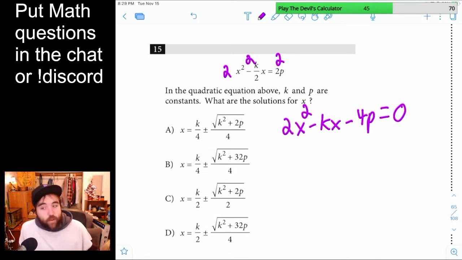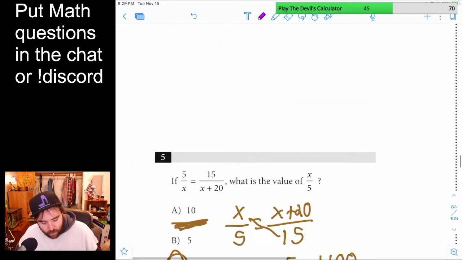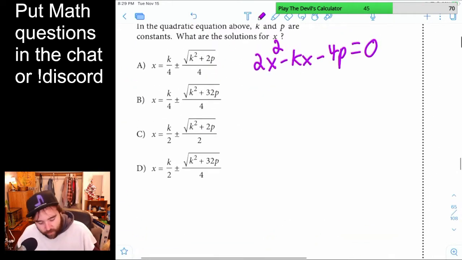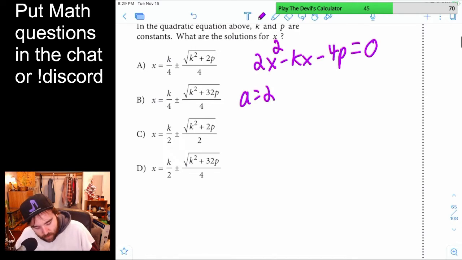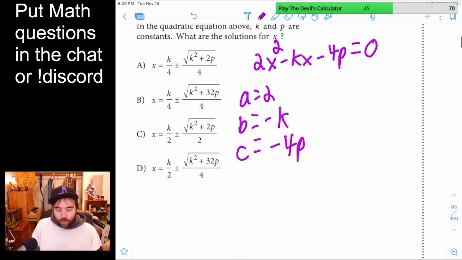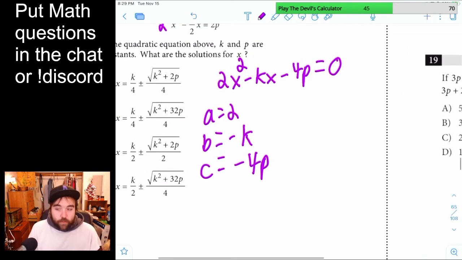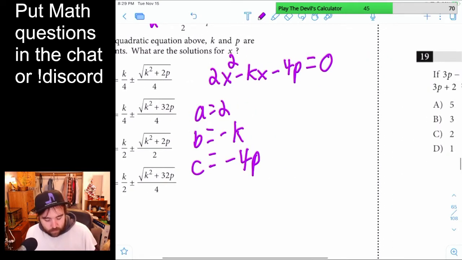And since that's squared, this is a quadratic, right? It's got more variables, but it's a quadratic for x, because that's the one that's squared. So the other ones we're just going to treat like numbers. So if we wanted to write it out, a equals 2, b equals negative k, and c equals negative 4p. And then we just go for the quadratic equation, and that should be one of the answers. Or at least roughly, once we do a little bit more.